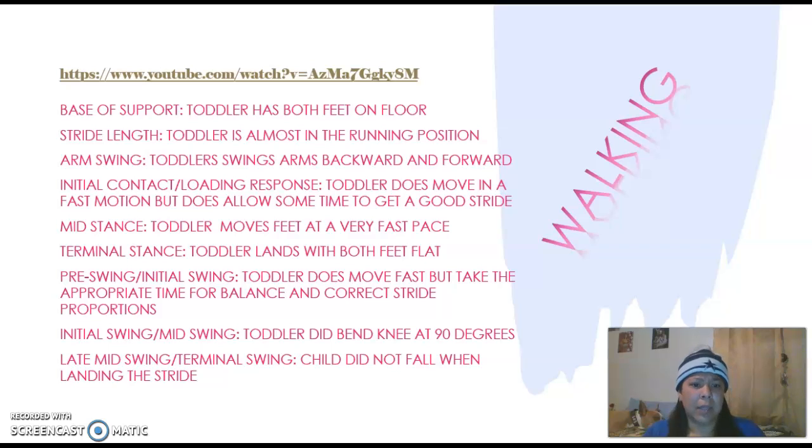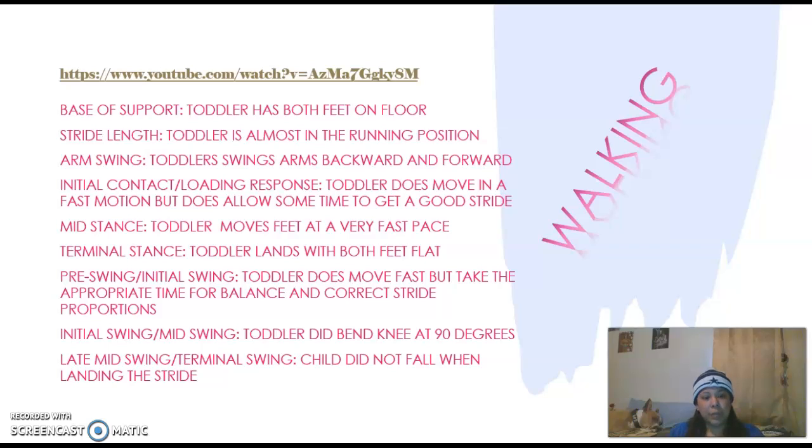Initial contact and landing response, the toddler does move in a fast motion, but does allow some time to get a good stride as well. During the mid stance, the toddler moves his feet at a very fast pace. Terminal stance, toddler lands with both feet flat. The pre-swing, initial swing, toddler does move fast, but takes the appropriate time for balance and correct stride proportions.